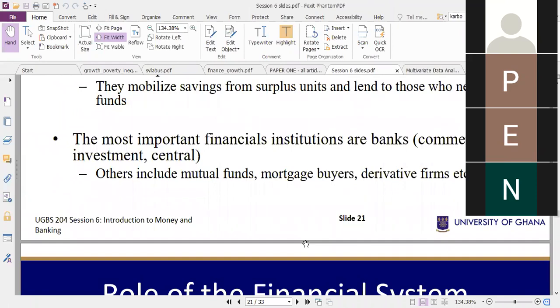An example of a financial intermediary is the bank. We can talk of mutual funds. We can also talk of insurance companies. That's what they do; they are financial intermediaries. Now, when I talk about financial institutions, basically the three here are the government ones. We have the commercial bank, the NIB, which is the National Investment Bank, and the central bank. They are the financial institutions who borrow from us and give to those who need money. Others include mutual funds, mortgage buyers, and derivative firms.